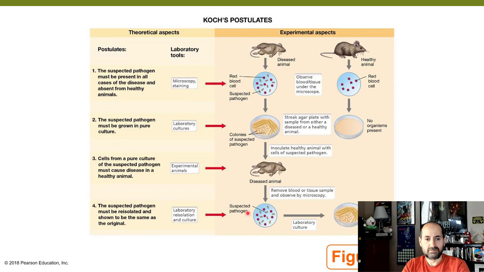And theoretically, you should be able to do this over and over again. You should be able to do this exact same procedure over and over again. The mouse dies of a disease, you take the blood, you isolate the bacteria, you inject that into a healthy animal, it dies. You can then retrieve the blood again, find that colony again, inject that colony again, and the mouse dies again. So you should be able to repeat this over and over again, and that establishes a link between that specific bacteria, that species of bacteria, and the disease that it caused, right? And by doing so, he was able to identify the causative agents for several diseases.